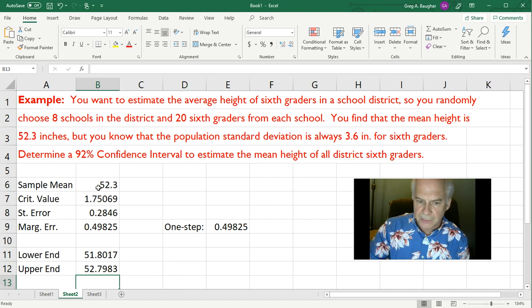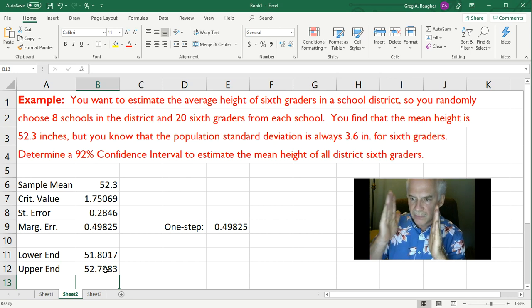So that gives you the two ends of the interval, 51.8 to 52.8 approximately. And that is our estimate, our confidence interval that estimates the average height of sixth graders in this district. All right, we're 92% confident that the true average height of all the sixth graders in the whole district, not just in the sample, but in the whole district, is somewhere between 51.8 and 52.8.